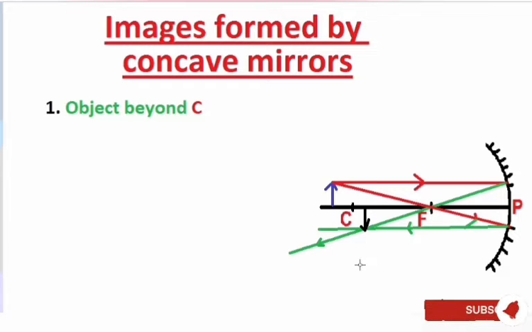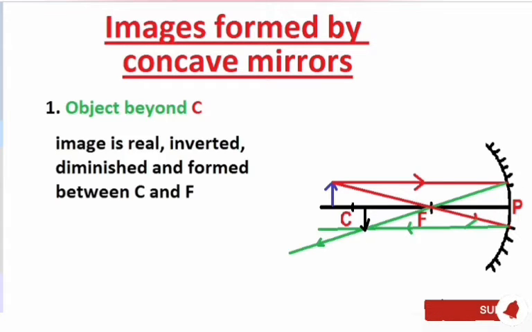Now I'm going to look at the nature of the image that is formed. The nature of the image that is formed is that the image is real, inverted, diminished, and formed between C and F. So this image is smaller than this. It is real. You can see with the arrow that it is upside down, so it is inverted.